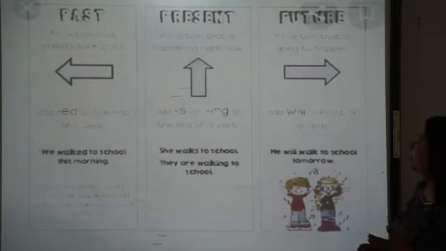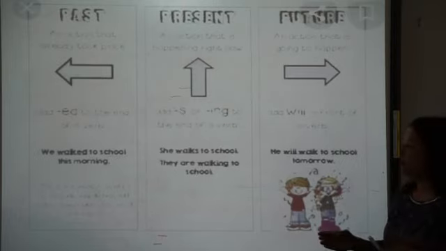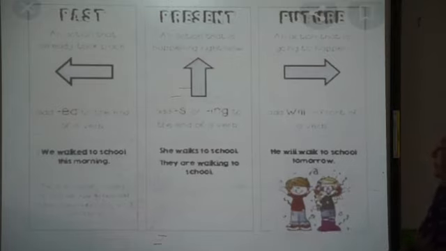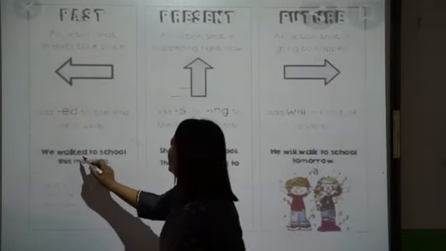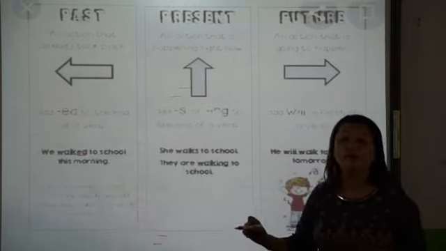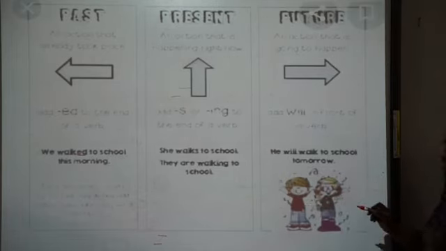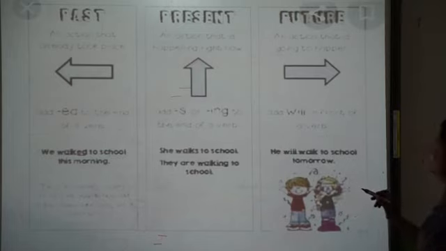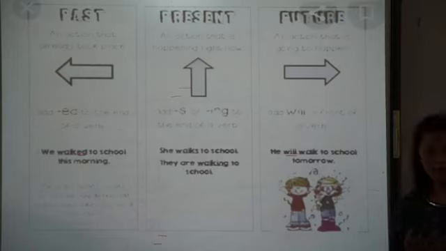So for example, in present tense, she walks to school, they are walking to school. And in past tense, we walked to school this morning. So we added ed at the end of the verb. And in future tense, we will walk to school tomorrow. So we will add will in front of the verb.